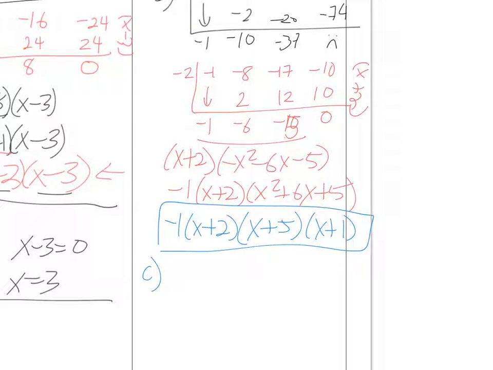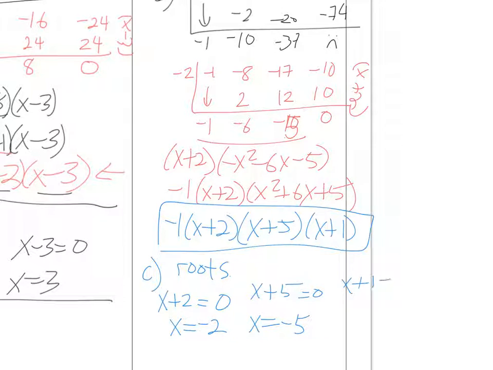The last part is finding zeros. And again, this is a different part than factoring. This time I'm going to have 3 distinct zeros. x equals negative 2. I'm going to get another 0 at x equals negative 5. And a third 0 at x equals negative 1.